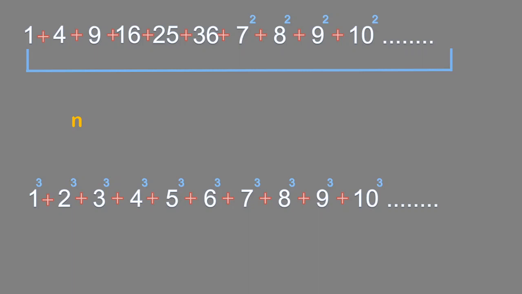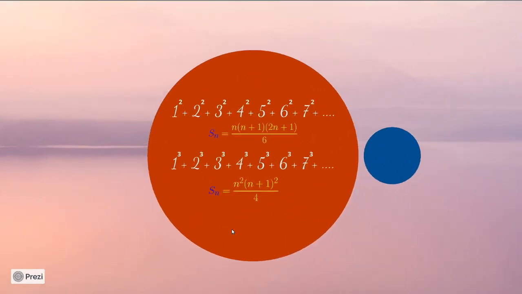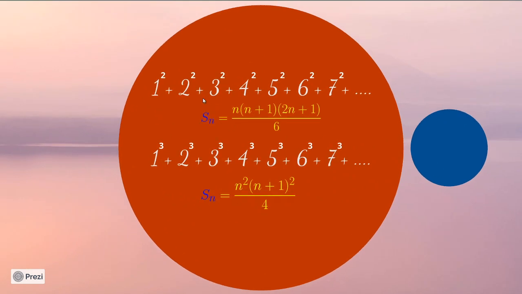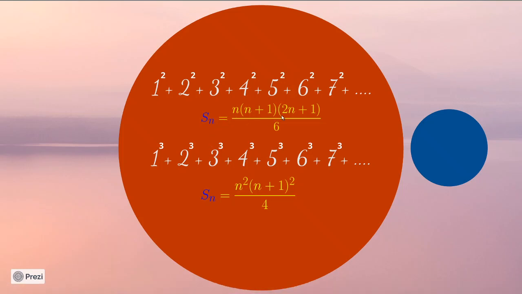To answer that question, let me take you here. A special series. Now this is the answer that is given in your textbook. It is given directly in your textbook. Of course the textbook gives a proof, but this is the formula that is directly given to you. N into n plus 1 into 2n plus 1 whole divided by 6, and then Sn is equal to n square into n plus 1 whole square whole divided by 4. So they give you the direct formulas for the sums of squares and the sums of cubes.